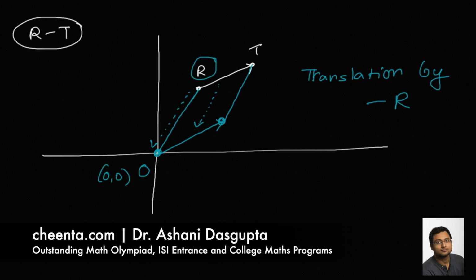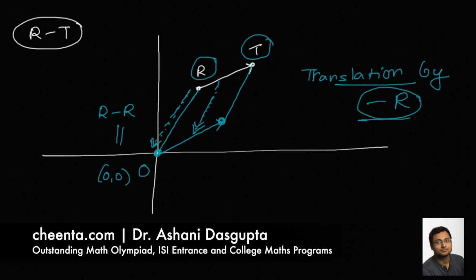So basically R minus R, because the translation is by negative R. Only if you subtract R from R, you will get to 0. So R goes to the origin, and all the points get translated by minus R. So in particular, T is translated by minus R, T minus R. So T minus R is this vector based at the origin and parallel to the original RT vector.